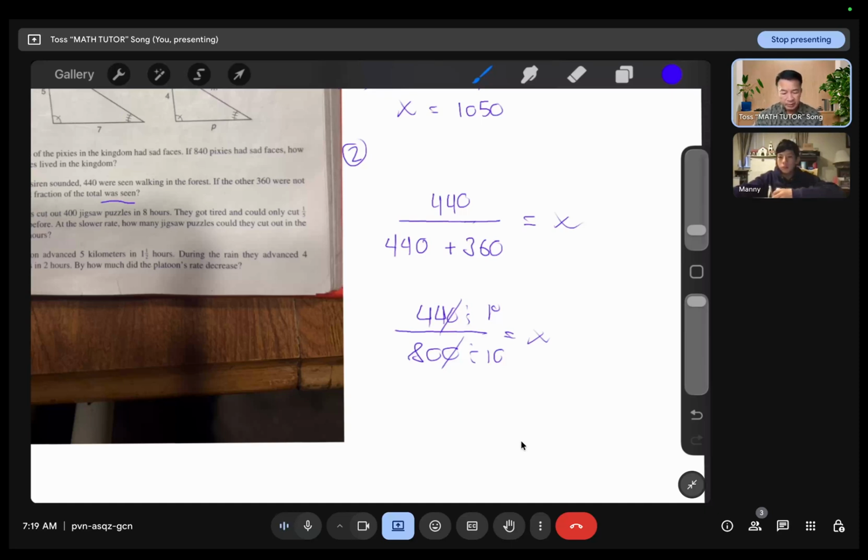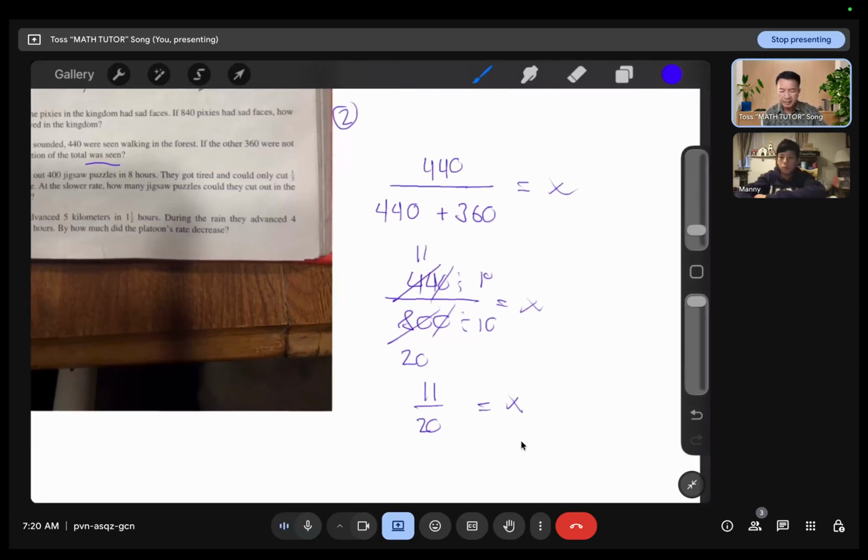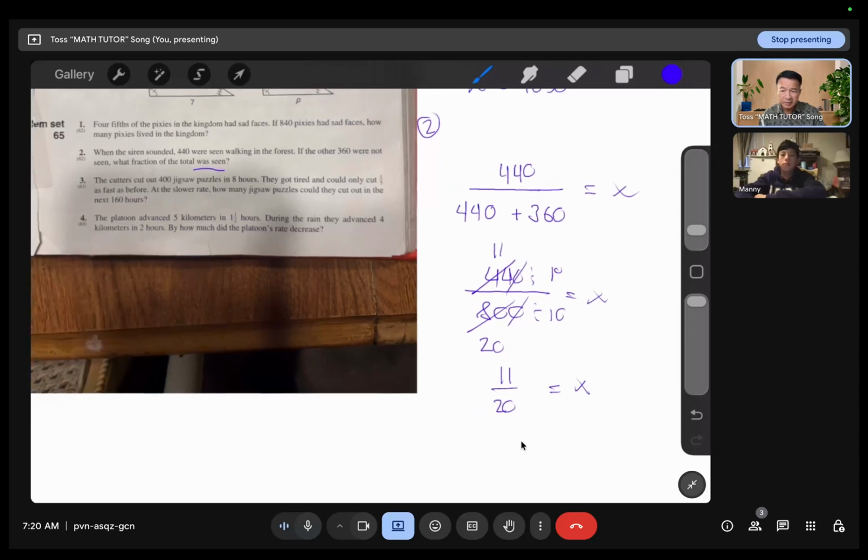The biggest number that can go into 44 and 80, maybe 4. We'll try 4. 4 can go into 44 11 times. 4 can go into 80 20 times. So there you go. It's completely reduced, simplified. Is that okay? Does that make sense? Is that okay for number 2?